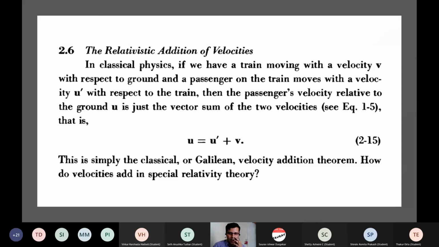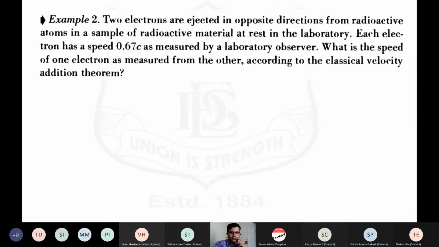Okay, this is the relativistic addition formula. The classical Galilean velocity addition theorem is corrected by special relativity with the help of the Lorentz transformation. So can you read this problem and try to answer it with this relativistic addition law? Any one of you, just read this problem. Are you hearing me? Can any one of you read the problem on the screen?